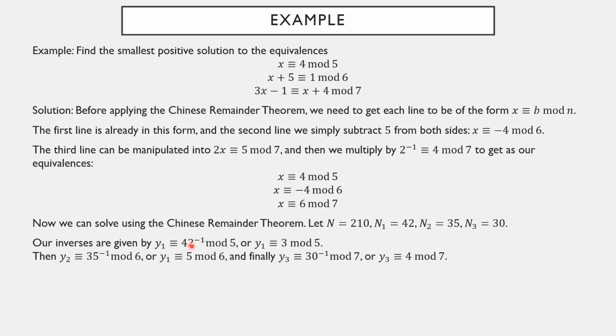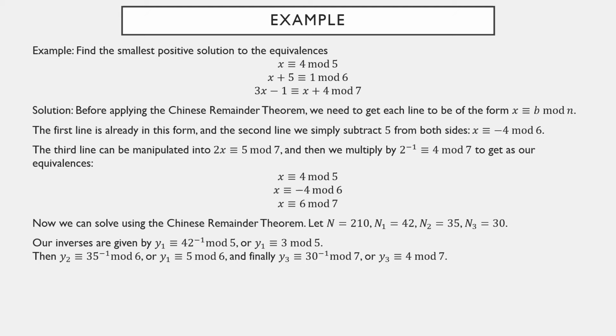42 modulo 5 is equivalent to 2. So 42 inverse is the same thing as 2 inverse. And 2 inverse mod 5 is equivalent to 3. I'm kind of leaving out some of the writing, okay? We should be getting more and more familiar with these techniques with every example. Y2 is going to be capital N2 inverse mod little n2, or 35 inverse mod 6.